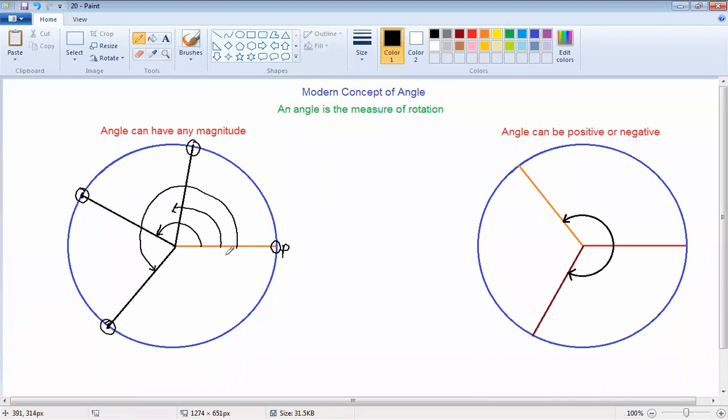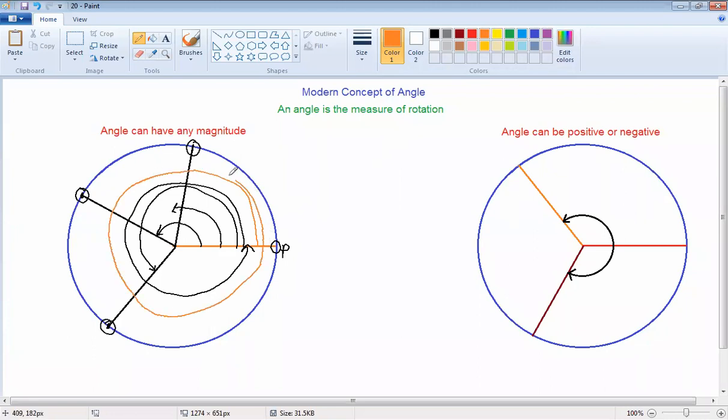What I want to say, the angle described can be acute, angle can be obtuse, angle can be reflex also, more than 180. Angle can be 360 degree, that is a complete angle also, in the modern concept of angle. And even more, the angle can be more than 360 degree also. Can you understand this point?